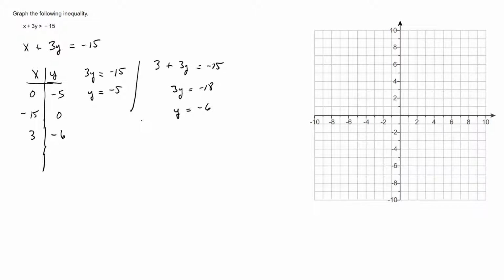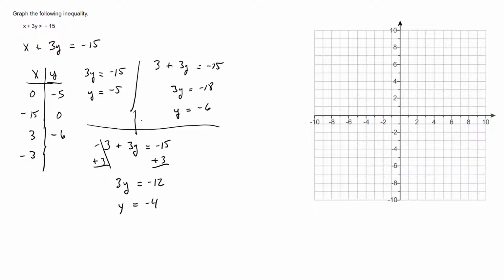And we only need 2 points, but what if I were to plug negative 3 in for x? If we put negative 3 in for x, we have negative 3 plus 3y equals negative 15, and then we could add 3 to both sides. So we have 3y equals negative 12, and dividing by 3 gives me negative 4 for y. We now have 4 ordered pair solutions, and I need to graph 2 of them.